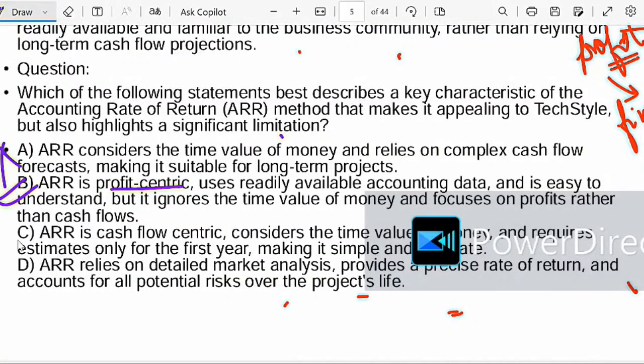What about option C? ARR is cash flow centric. This is wrong because ARR is not focused on cash flow. It's about profit. Rate of return means profit. And option D, ARR relies on detailed market analysis. This is also incorrect. Why? Because ARR uses accounting data. It does not use detailed market analysis.